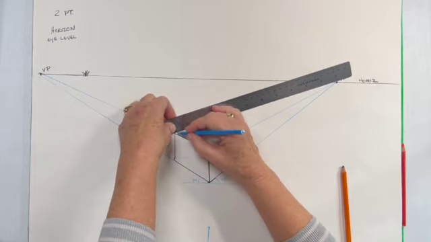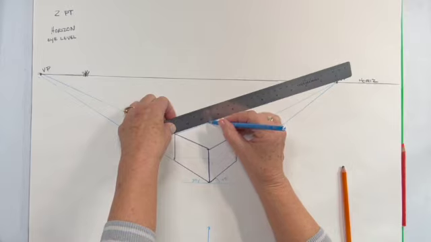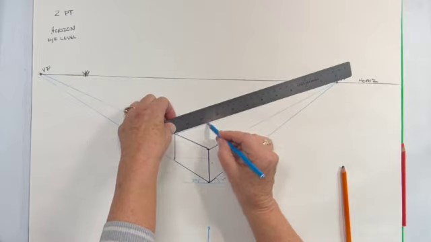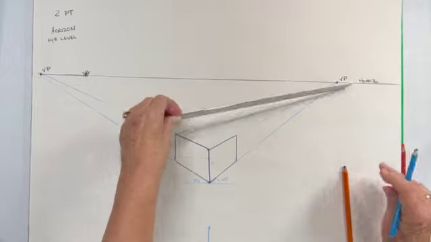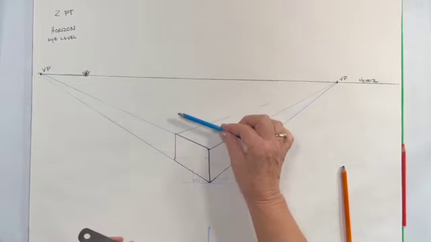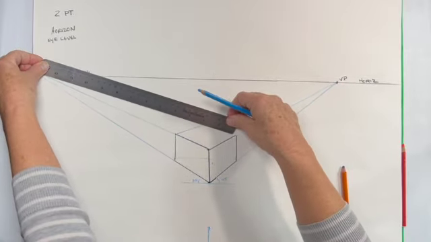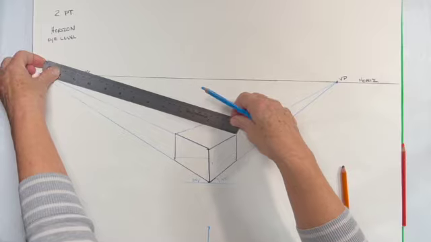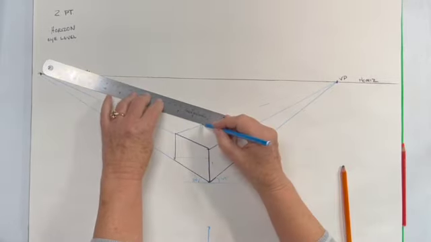and you have to really keep this step by step to get it accurately. Come on, pencil. There. And the same with this side. This side and this one are parallel in reality, so they must go to the same vanishing point on the horizon. That's this one over here.